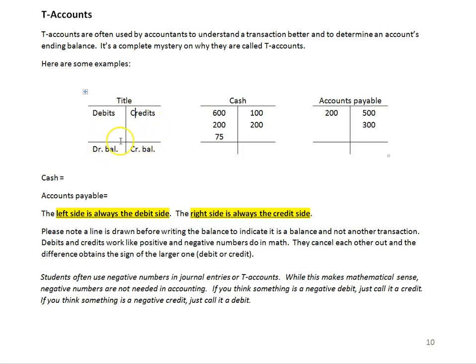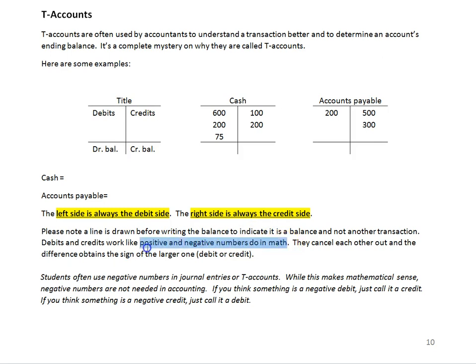Now, when we're done with all the transactions, we draw a line. This line indicates that anything below it is a balance and not another transaction. So if the debits are higher than the credits, then it's going to have an ending debit balance on this side. On the other hand, if the credits are higher than the debits, it's going to have an ending credit balance on this side. So you're only going to have a balance on one of the two sides, depending on which is larger.